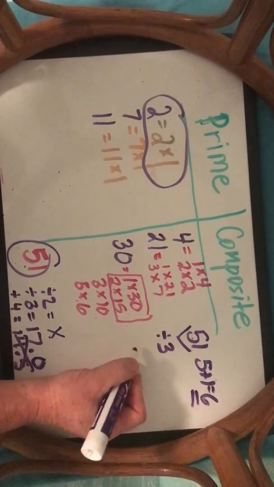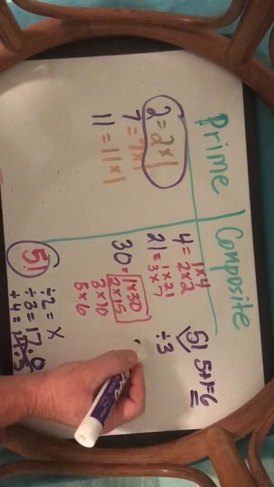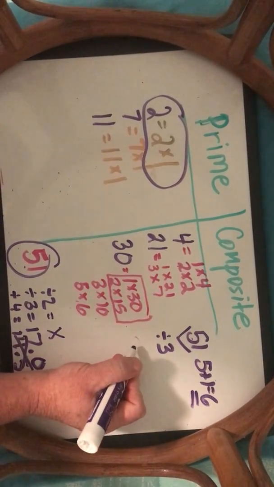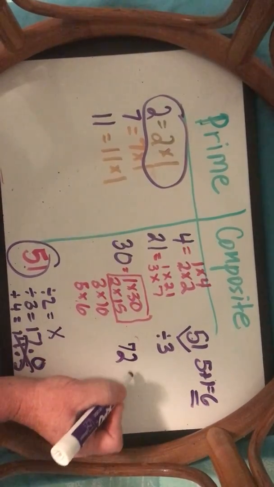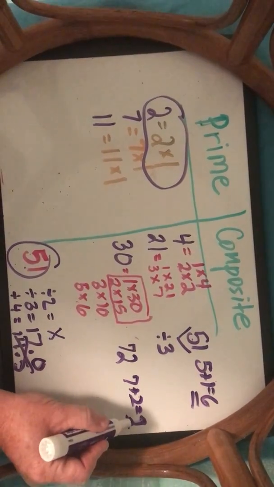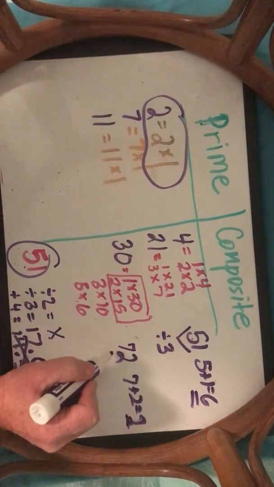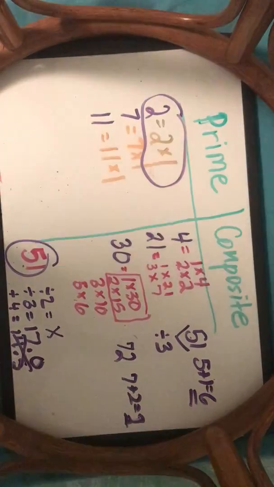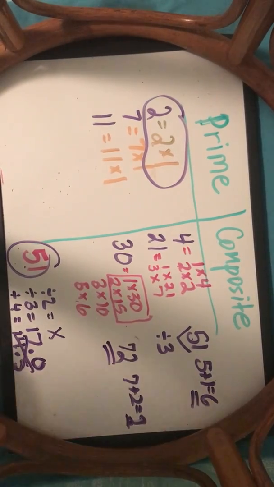Okay, so 51 adds up to 6. We could do 72. Okay, you add 7 plus 2 equals 9. Since 9 can be divided by 3, this must be divisible, or you must be able to divide by 3. Can you divide 72 by 3? Yes, you can. It's a composite number. It can be divided by 3.